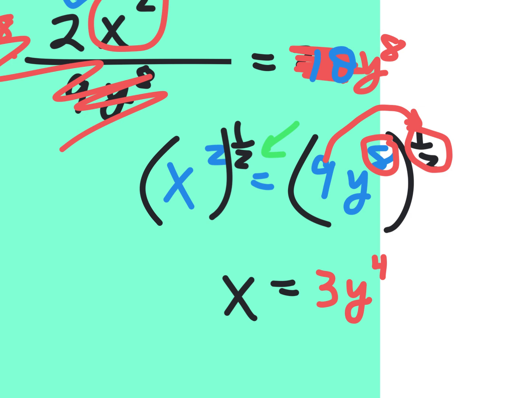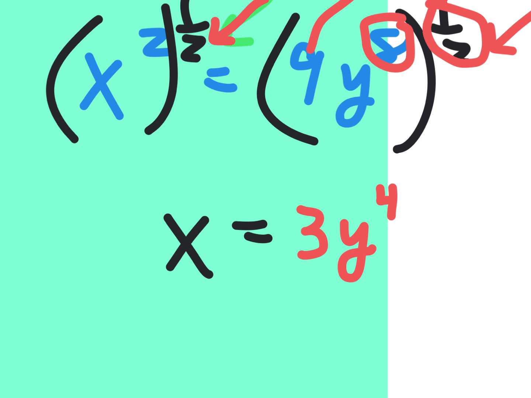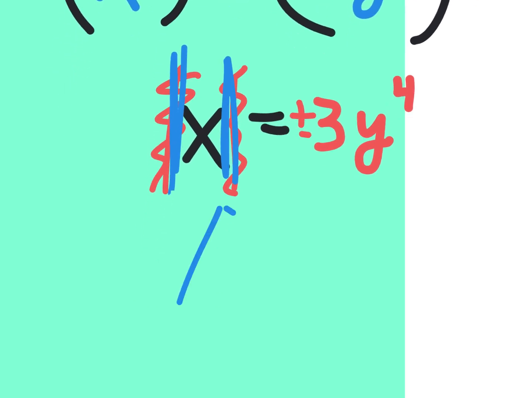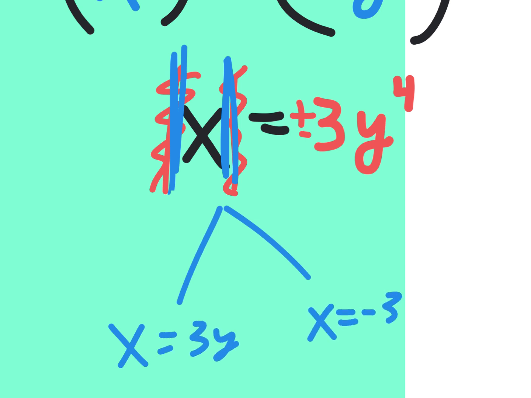Look at that. We did an even root on both sides. So this is technically the absolute value. I would have been okay with you at that moment, instead of putting absolute values, putting a plus and minus right there. But the way I like to show it is it's absolute value, and so then there's 2 answers. X equals 3y and x equals negative 3y.